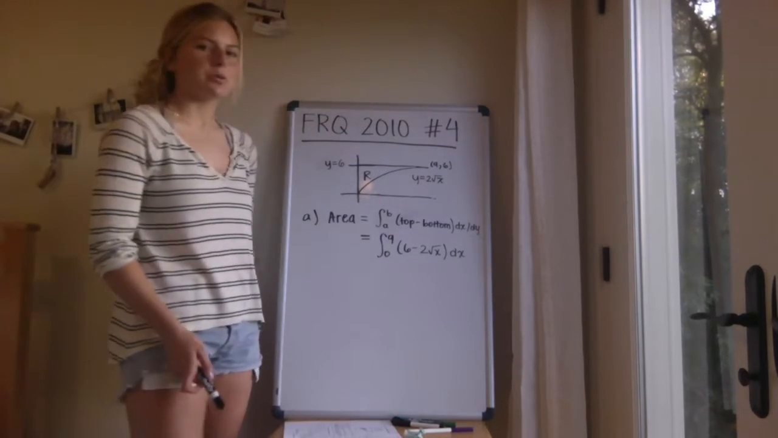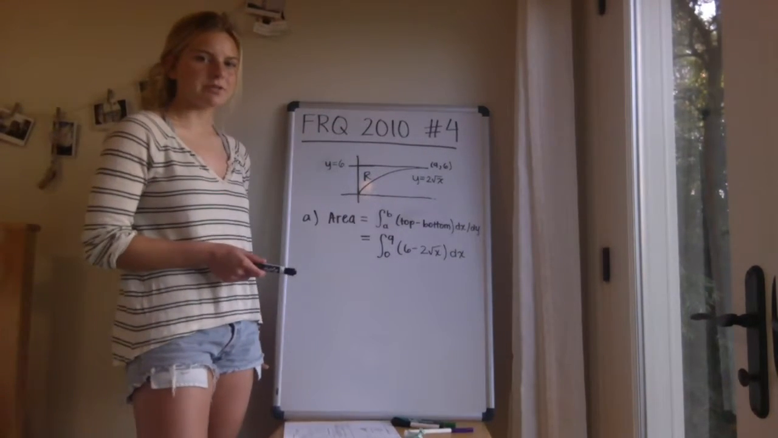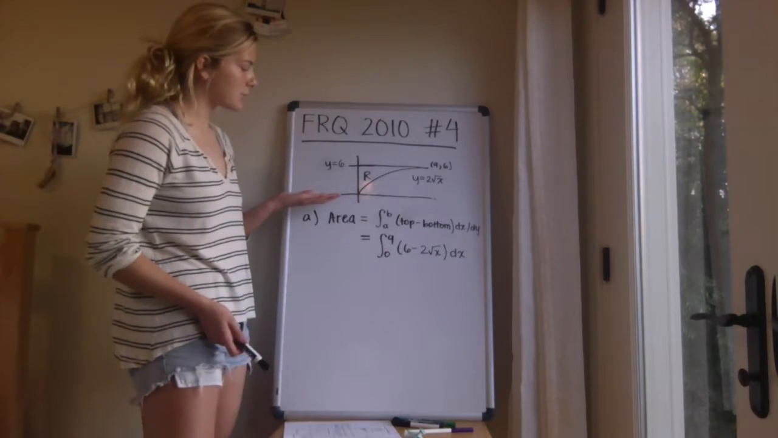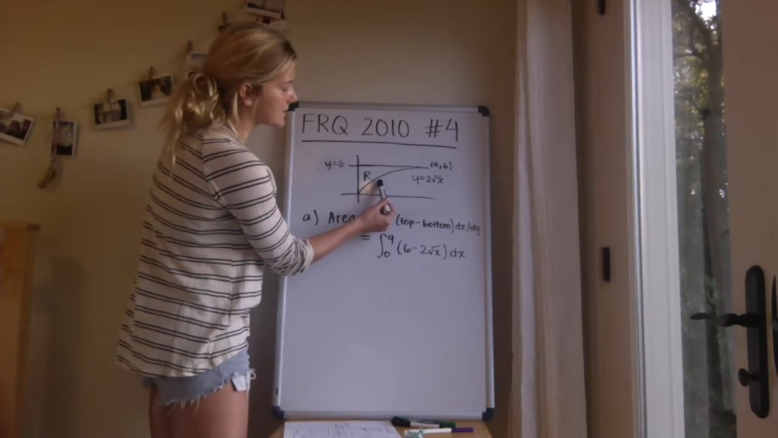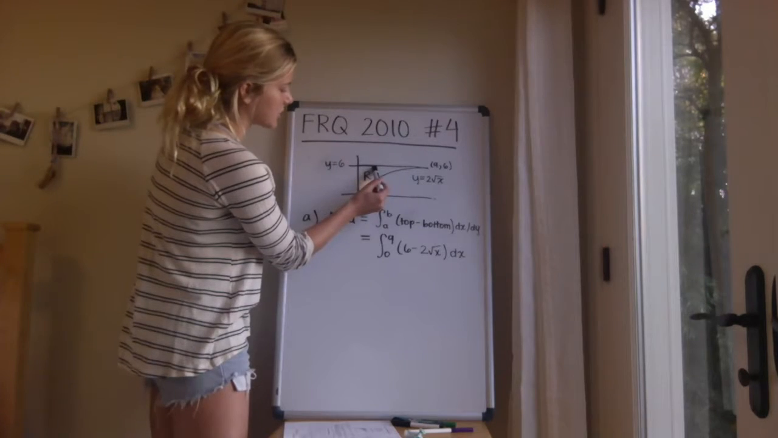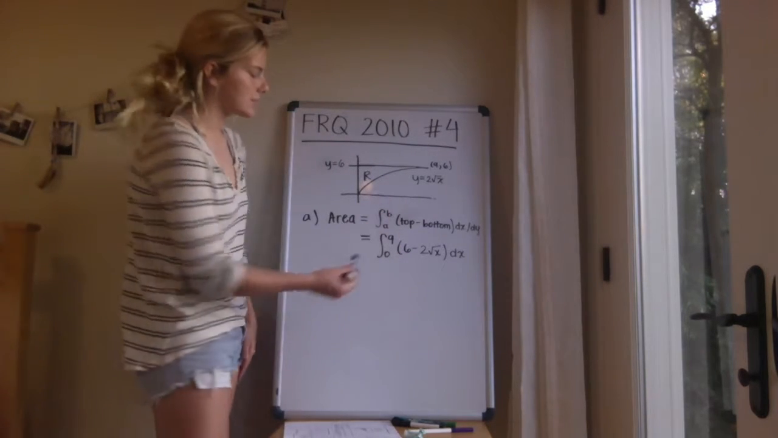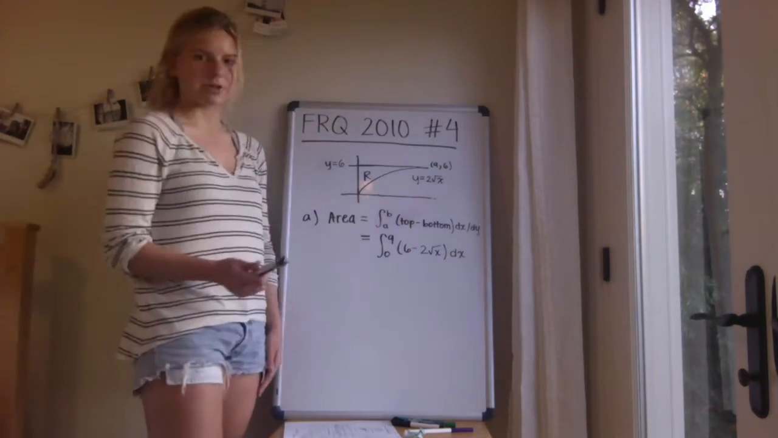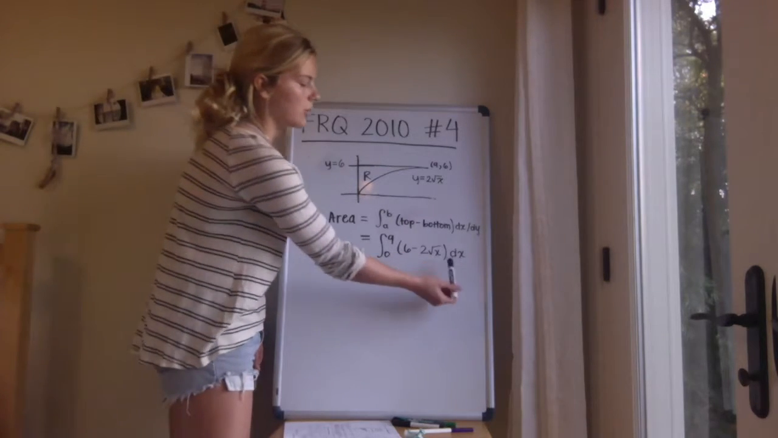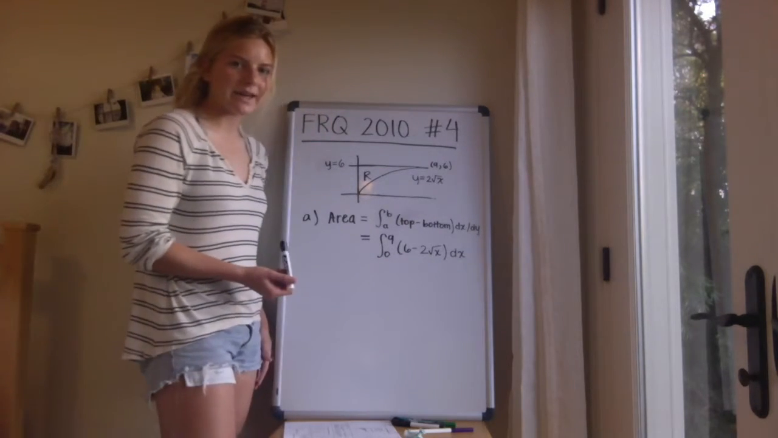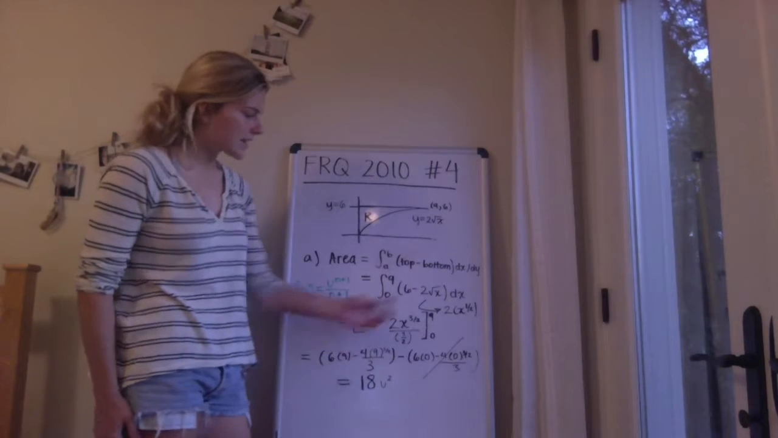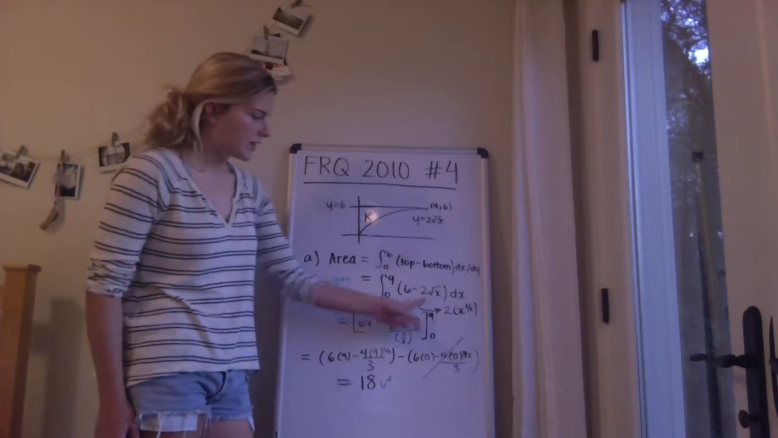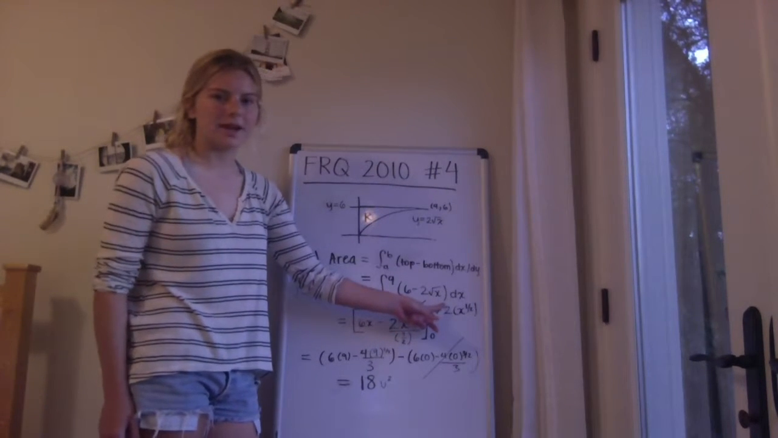Next, we identify which is our top curve and which is our bottom curve. And in this problem, y equals 2 root x is our bottom curve and y equals 6 is our top curve. So we can subtract 6 minus 2 root x, solving it in terms of x, so we have dx rather than dy at the end. Next step is to find the antiderivative of this from 0 to 9.